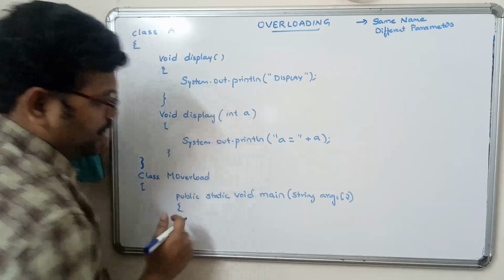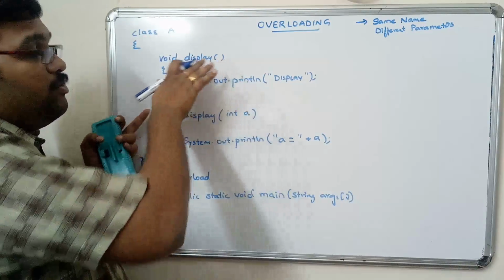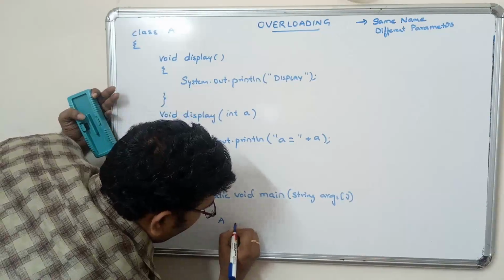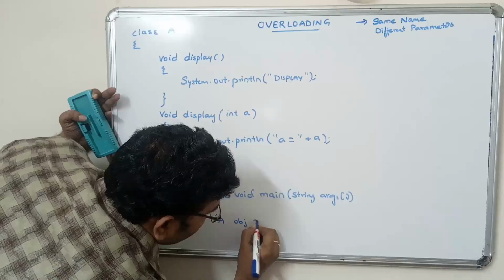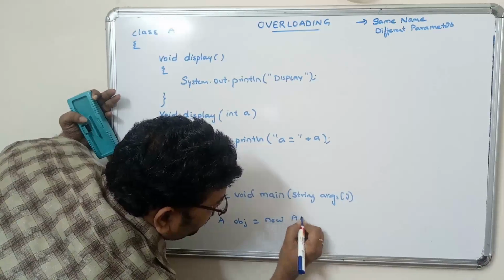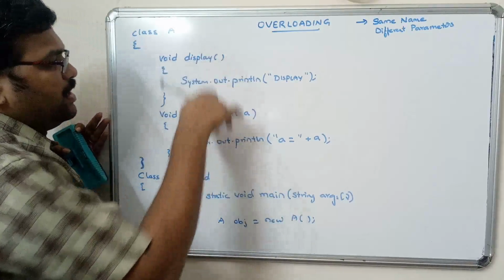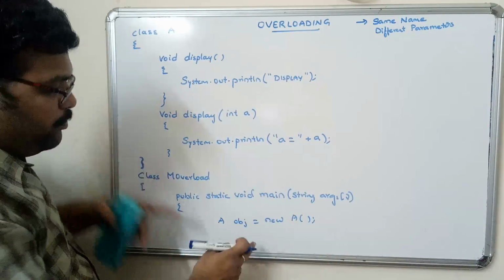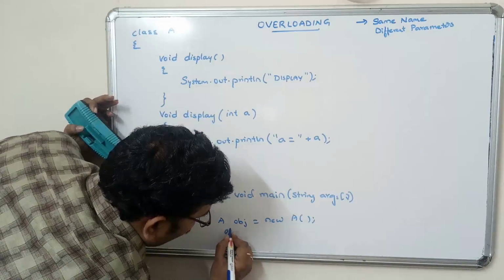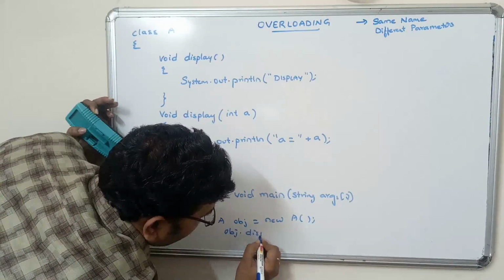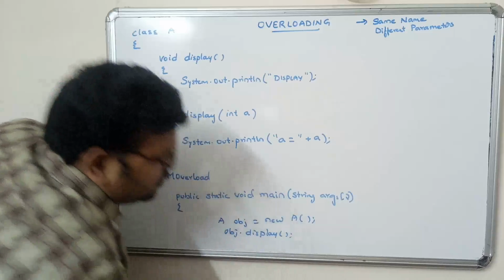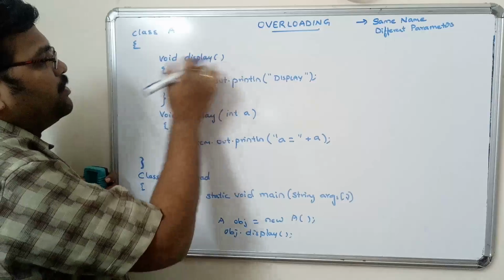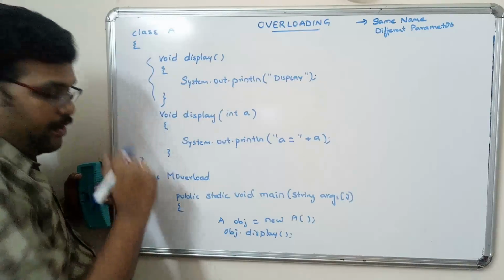Right? Now I have to create an object and access this display. So A obj is equal to new A. It will search for the constructor; there is no constructor, so nothing will happen. So the object is created. Now through this object we access this one, obj.display. This will search for the method with no argument, so this block will be executed.